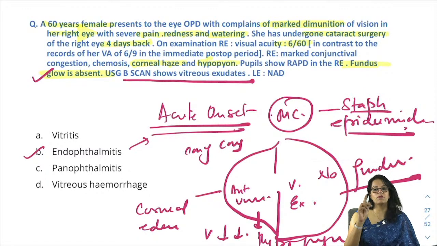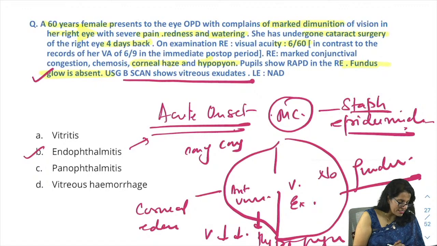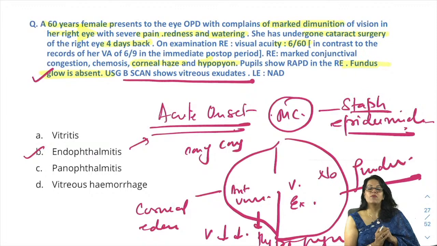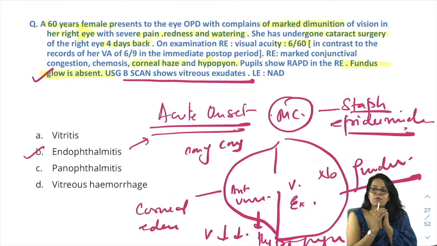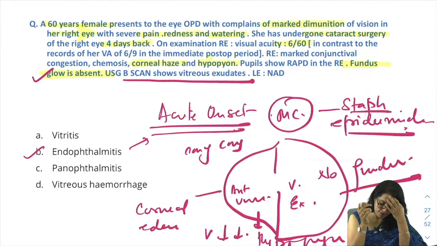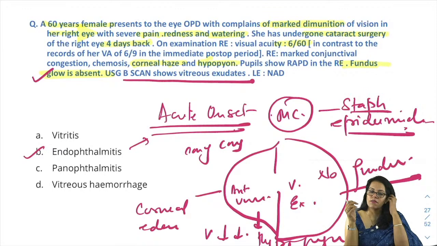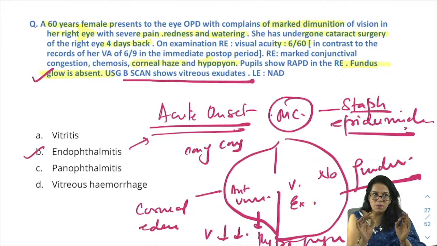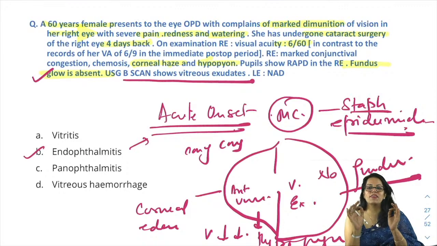Okay, one more question before I go to the next one. Can you tell me what is one differentiating factor? Okay, Zeba, what is one differentiating factor clinically, how will I know whether it's an endophthalmitis or a panophthalmitis? Come on, tell me. What is one clinical sign which will help me to differentiate between endophthalmitis and panophthalmitis?